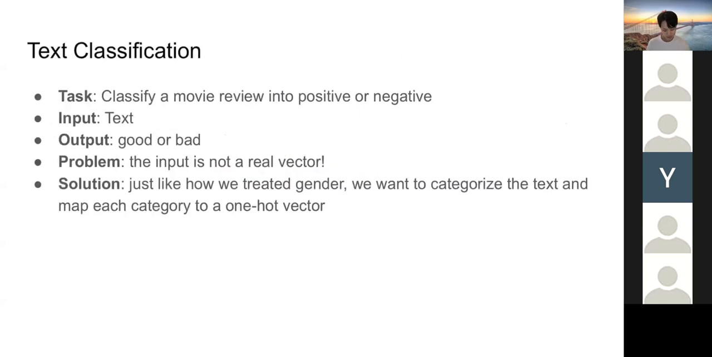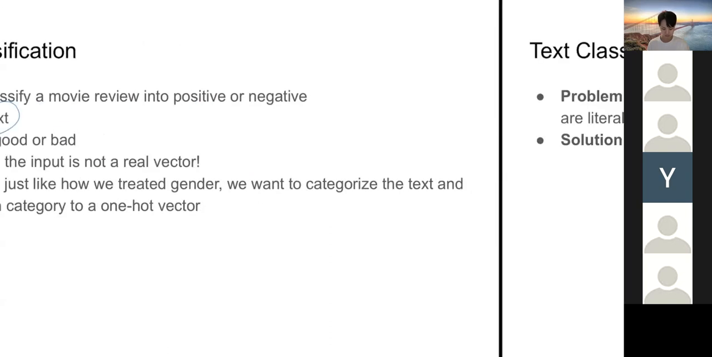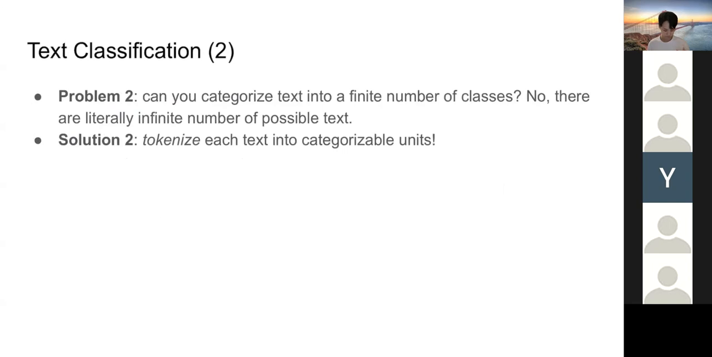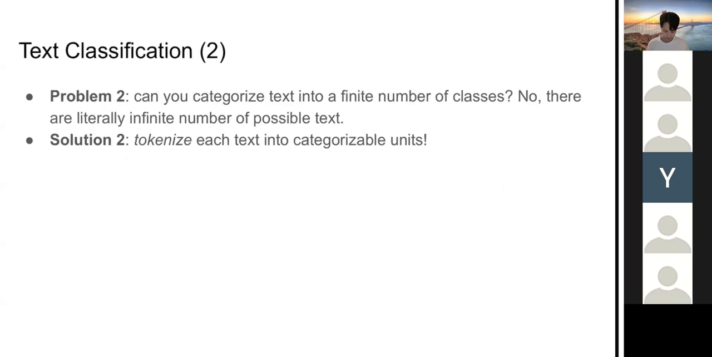But we saw that text classification is a bit difficult. The output is fine, because here we're trying to classify text into either positive or negative, but the input is still not a real number. And well, can we categorize this? No, because text has a lot of possible categories. That's impossible. So what do we do? We basically tokenize each text into categorizable units. And that's where we left off last time, right?